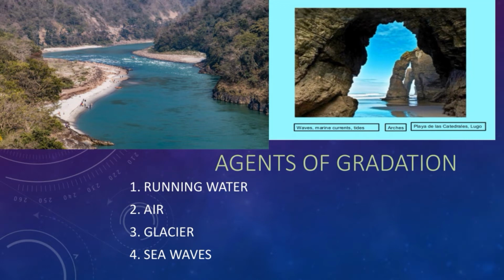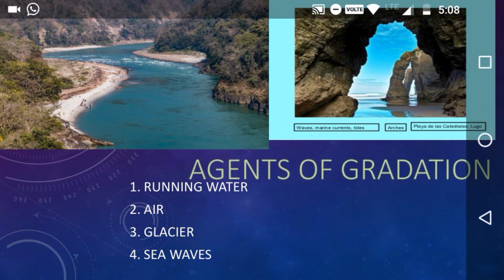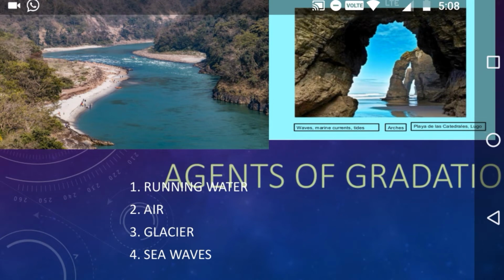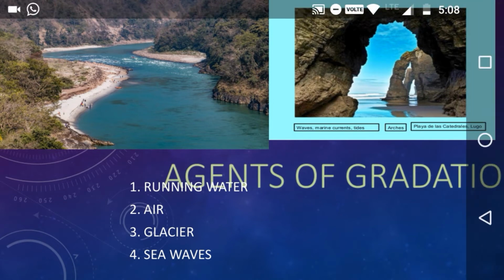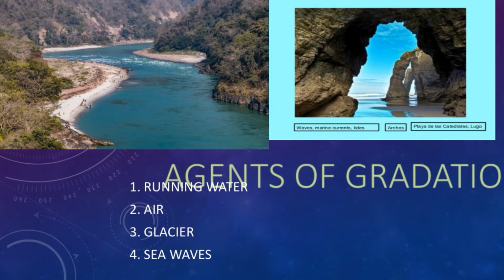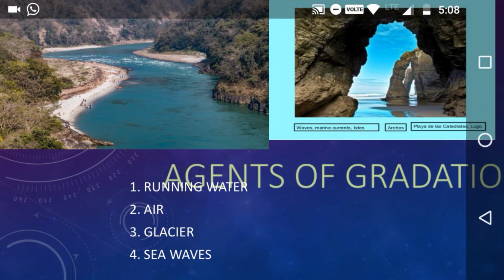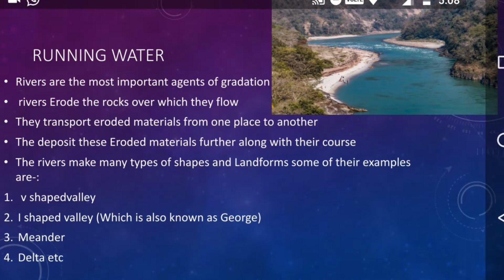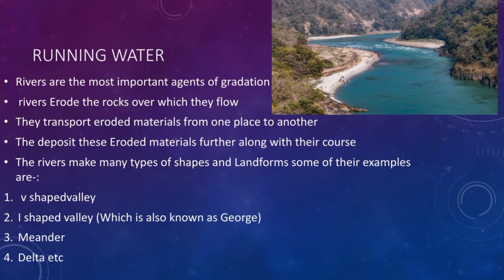Let's have a look at the agents of gradation. About them we are going to learn this time. So the first one is running water in the form of river. Then second is air, the third is glacier and the fourth is sea waves. First of all, running water.